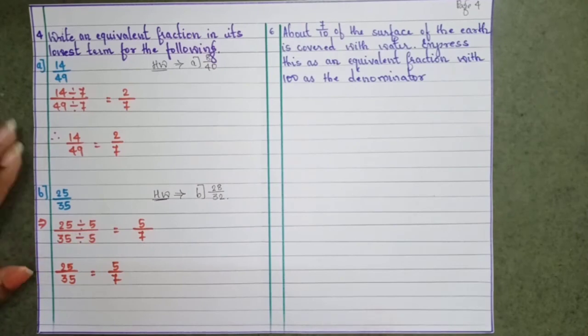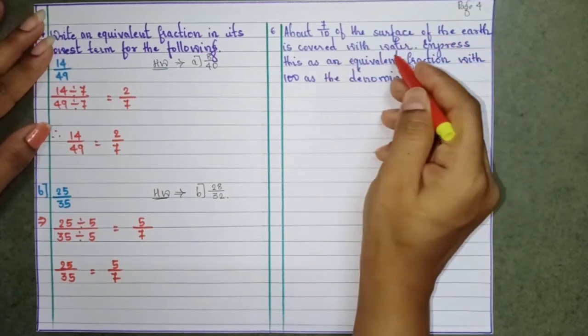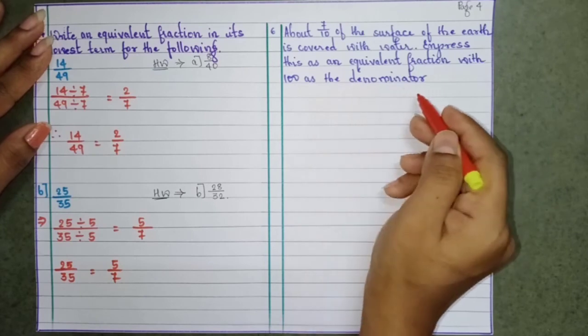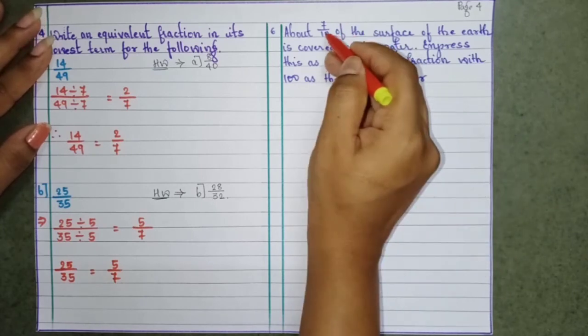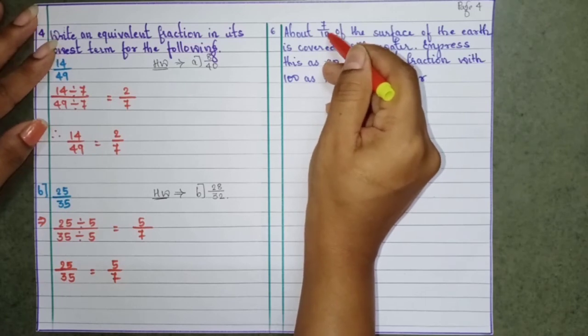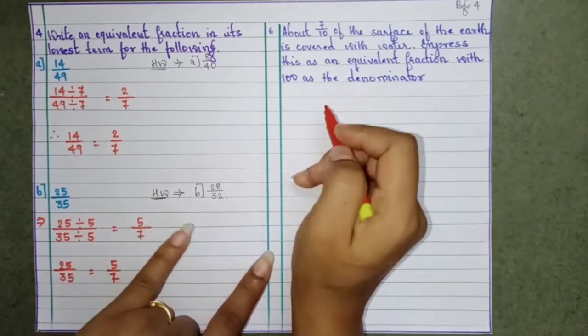Now let's see question 6 from exercise 1.1. About 7 by 10 of the surface of the earth is covered with water. Express this as an equivalent fraction with 100 as a denominator. So we need to make this denominator 100. How can we make it 100? By multiplying by 10. Okay, so let's see here.